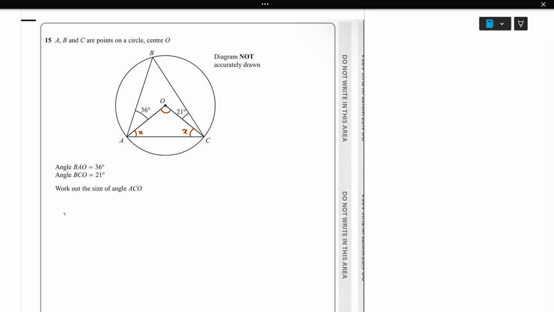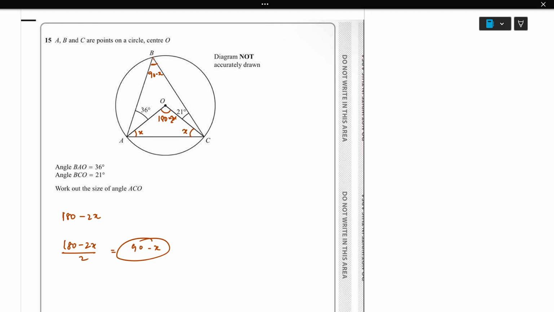All three angles add up to 180, so the third angle is 180 minus 2x. Now, the angle subtended at the center is twice the angle at the circumference, so the angle at the circumference is half of 180 minus 2x, which is going to be 90 minus x. This answer here, 90 minus x.